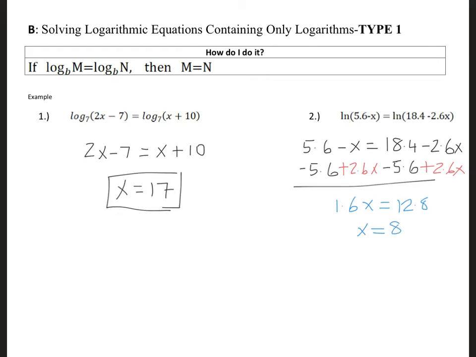The only thing here is, if I plug in 8, you see I'm going to get a negative value. You cannot get the logarithm of a negative number. So that means this is not a solution, so it's extraneous. So here we are going to say no solution, because what we have is an extraneous solution.